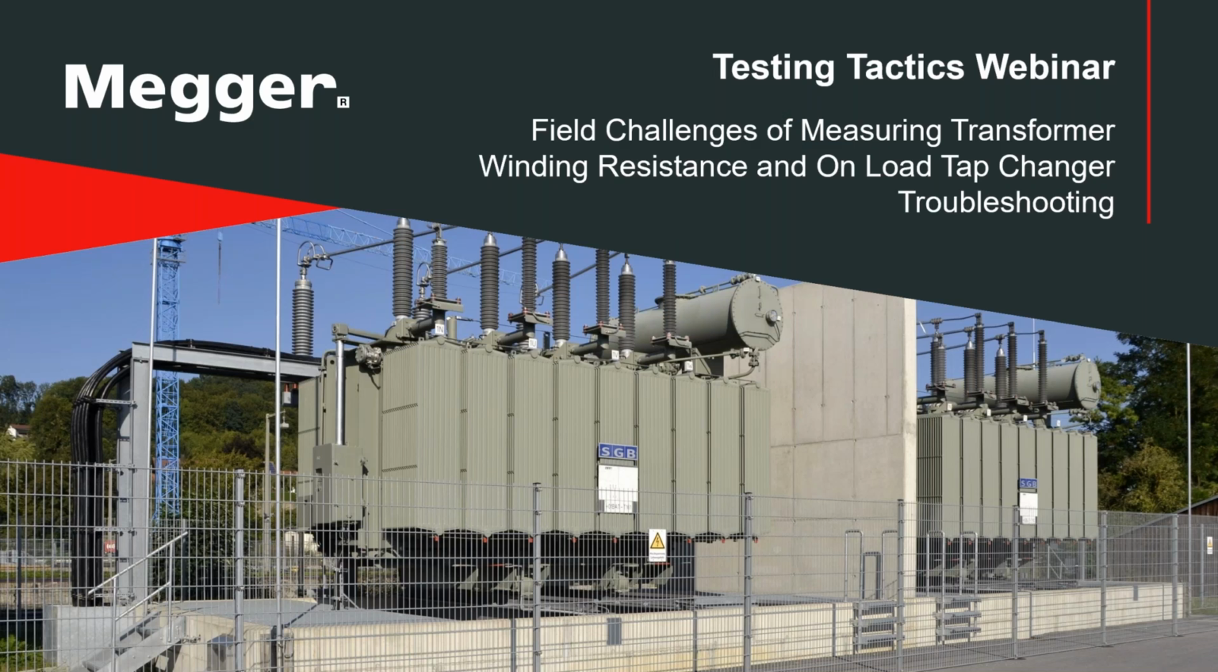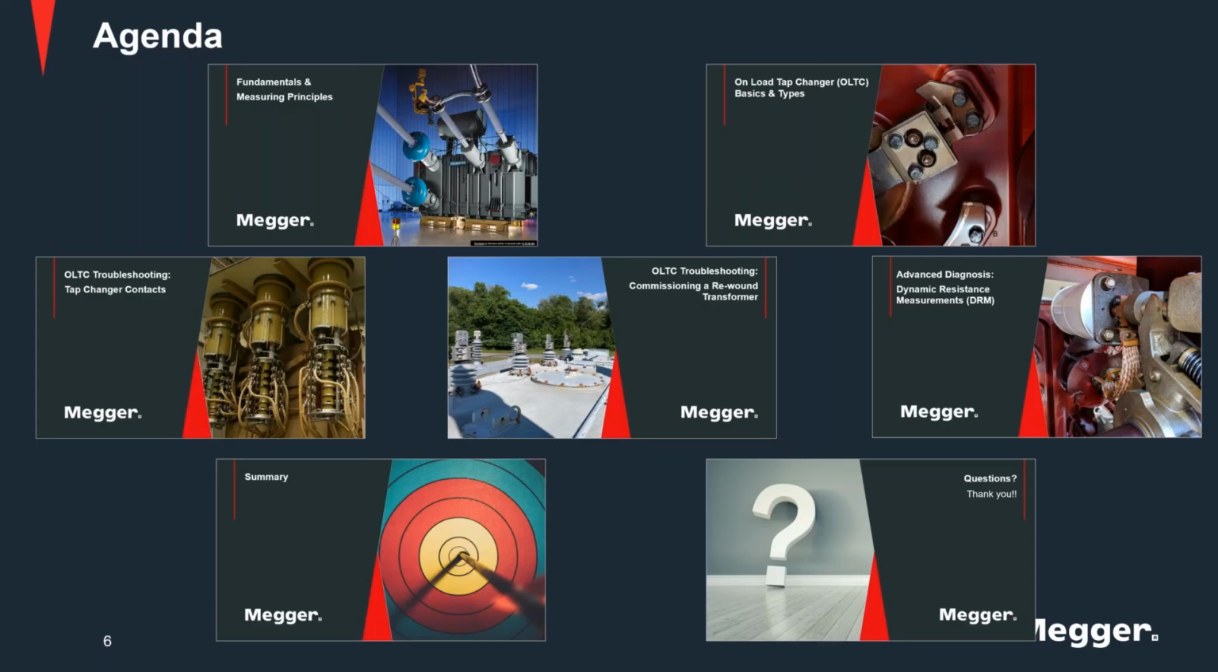So welcome to our Testing Tactics webinar, and today's topic is going to be field challenges of measuring transformer winding resistance and on-load tap changer troubleshooting. Let me start by going over the agenda. First, we'll start with some fundamentals and measuring principles involved in transformer winding resistance measurement. Then we look at some basics of on-load tap changers and different types of tap changers that are in operation. Then we look at a few cases where we look at different aspects of a tap changer and how they interact while testing and how we can find or diagnose any issues. And then I want to leave you with an advanced diagnostic procedure, which is called dynamic resistance measurement, before we go to our summary and then take questions. So let me get started.